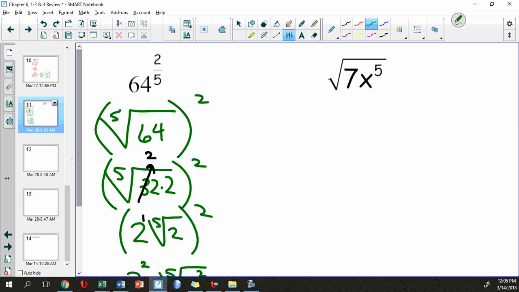How do I do this problem and just write it as a base with fractional exponents? I get everybody with this problem every year. There are 2 separate bases inside there. The 7 is missing an exponent. It has a power of 1. The x has a power of 5. You have to treat them individually. So this is 7 to the 1/2, x to the 5 over 2. Do we all see that, yes or no?